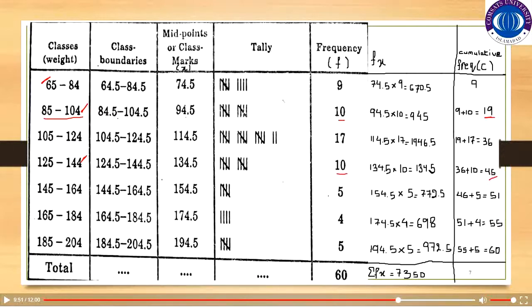Okay, and how do we make the cumulative frequency column? We keep adding the previous frequency to the next. The first frequency and the first cumulative frequency are the same. Next, we have 9 plus 10, 19. How does the next one come? Previous cumulative frequency plus the present frequency, 19 plus 17, 36, and so on. And the last cumulative frequency is always equal to the total number of observations.